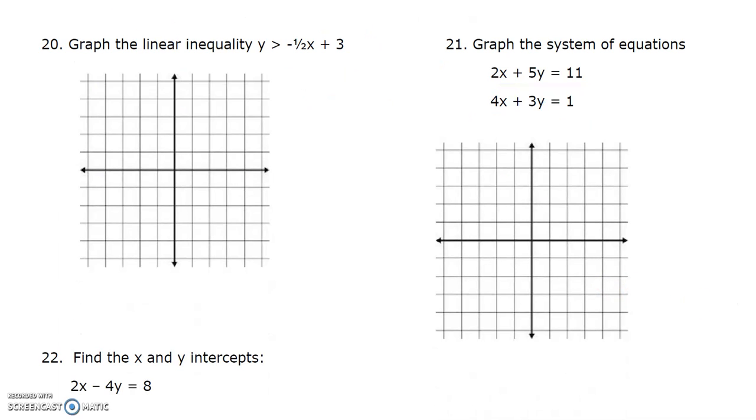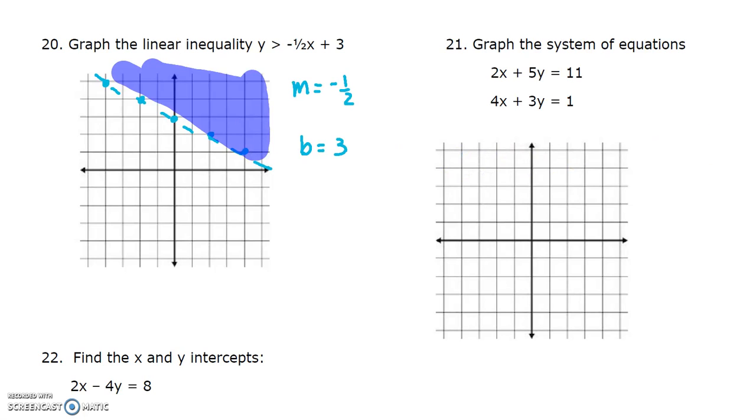Okay, number 20 says to graph the linear inequality. Because it's in slope-intercept form, we can do this pretty quickly by hand. My slope is negative 1/2. My y-intercept is 3, so I go up to the 3, and then I'm going to go down 1 and over 2, down 1 and over 2, or up 1 and over the other direction by 2. And because it is greater than but not equal to, this is going to be a dashed line. And then because it's greater than, we are going to shade above. So all of this area right here is going to be shaded.